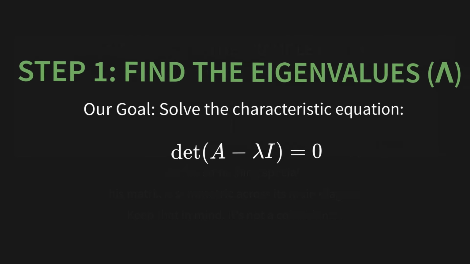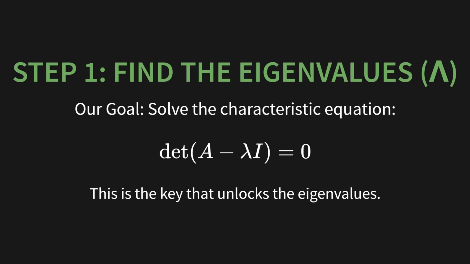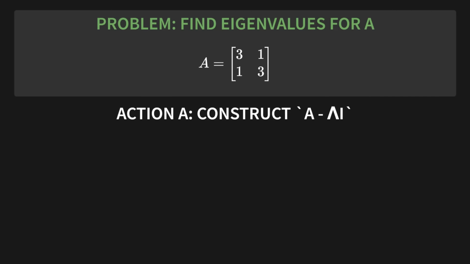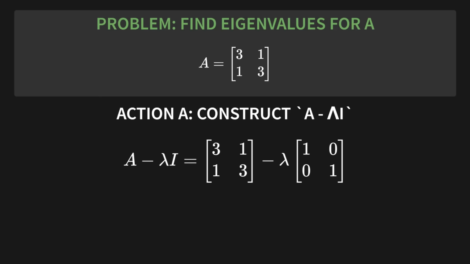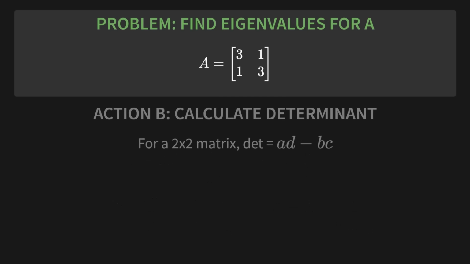Step 1. Find the eigenvalues lambda. Let's start with action A. Construct the matrix A minus lambda I. This is just our starting matrix A minus lambda times the identity matrix. So that's our matrix 3, 1, 1, 3 minus lambda 0, 0, lambda, which gives us our new matrix: 3 minus lambda, 1 and 1, 3 minus lambda. Simple enough.